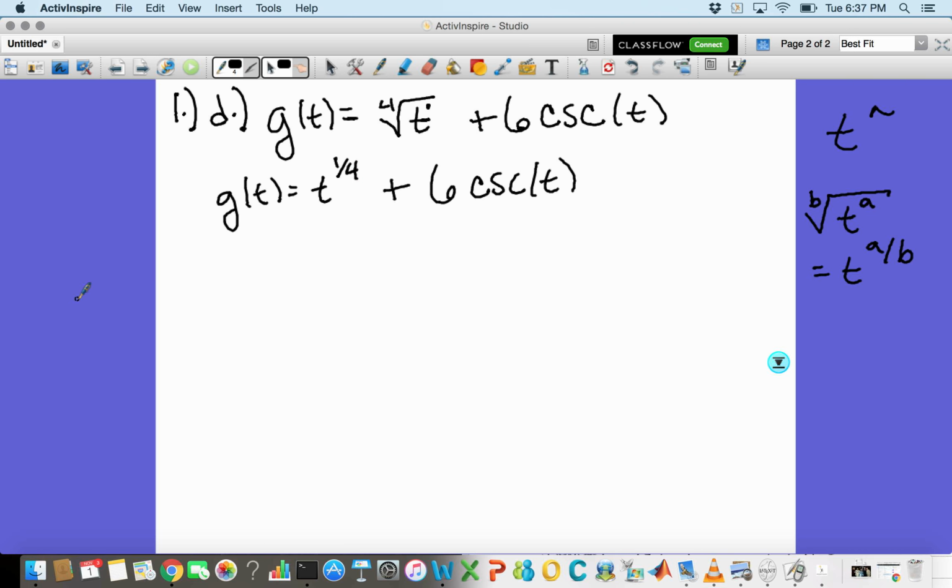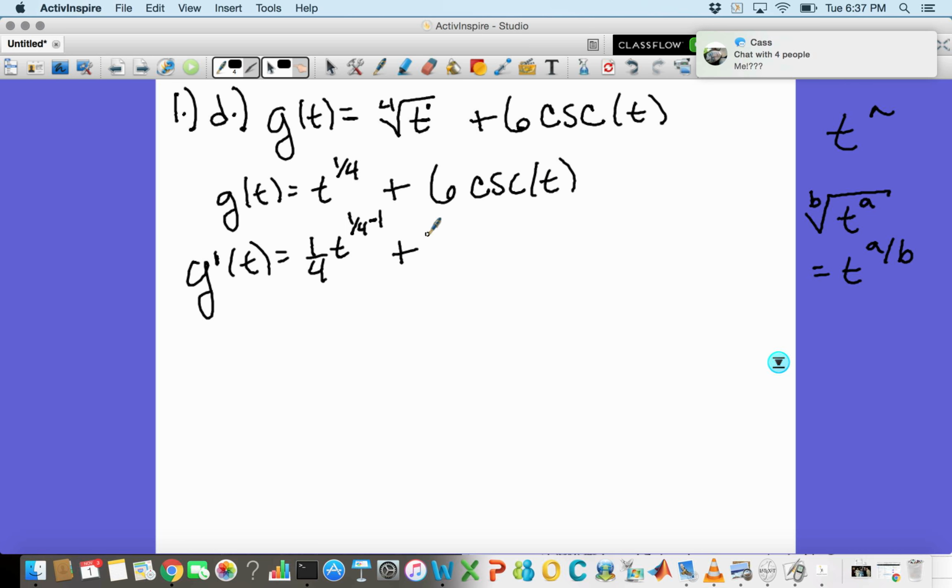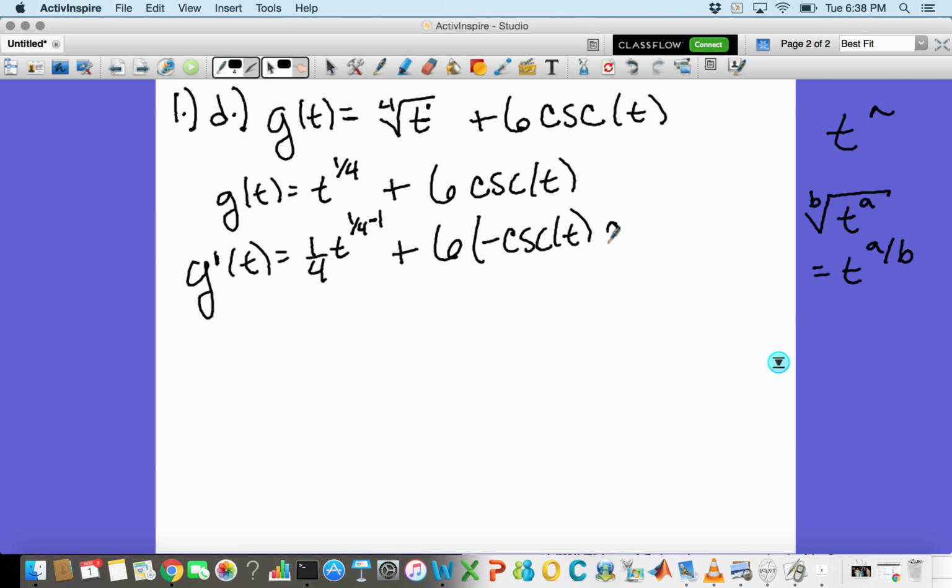Now I can take the derivative. Because I have it to the power of n, I can use the power rule. So g prime of t is going to be, if I bring the 1/4 down, 1/4 times t to the power of 1/4 minus 1, plus 6 times the derivative of cosecant t. Okay, and the derivative of cosecant t is negative cosecant t times cotangent t.